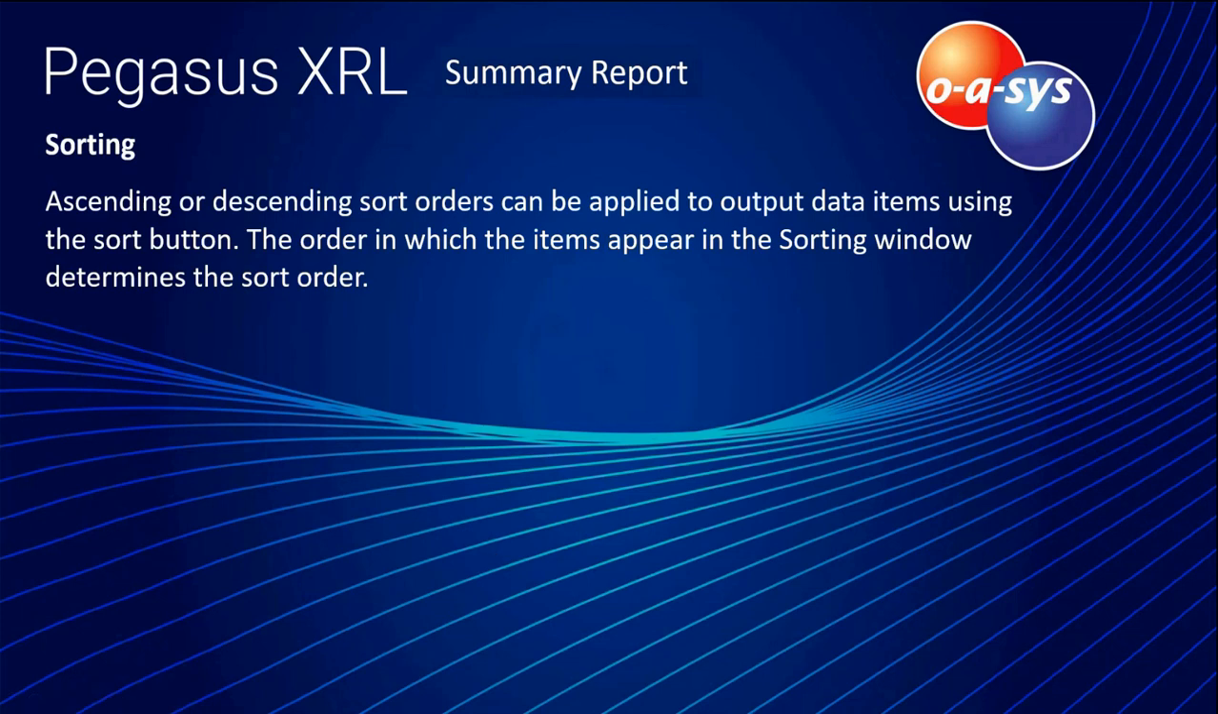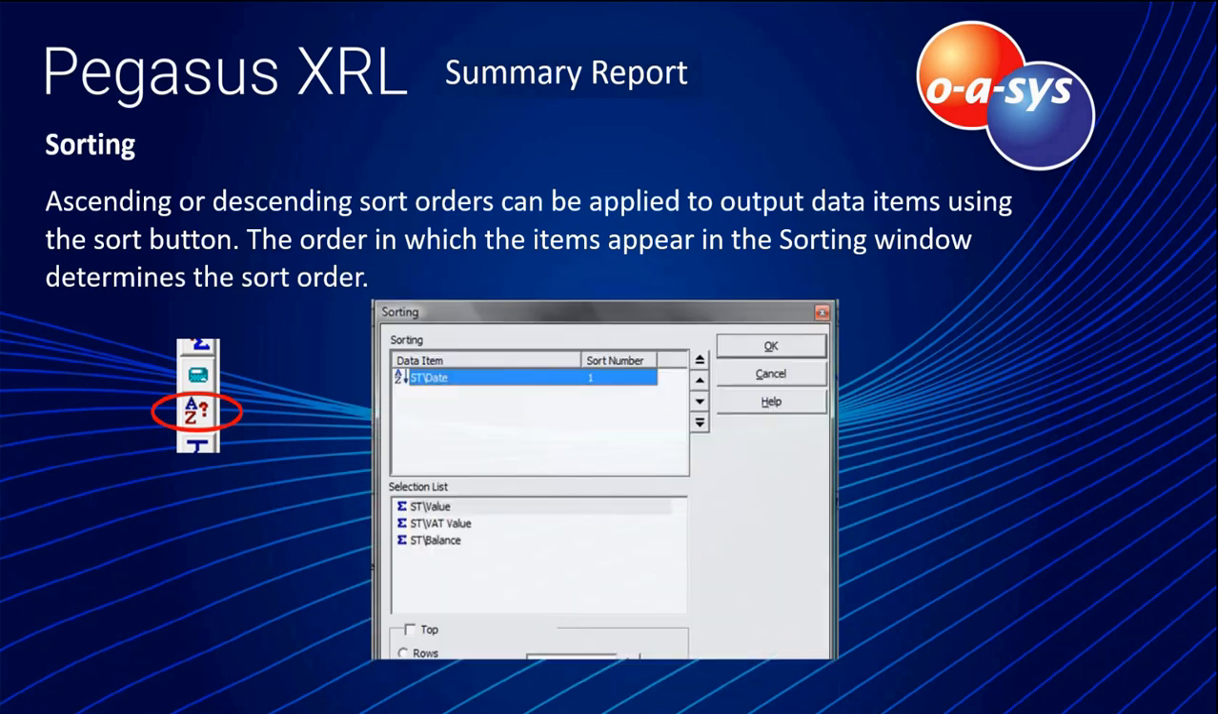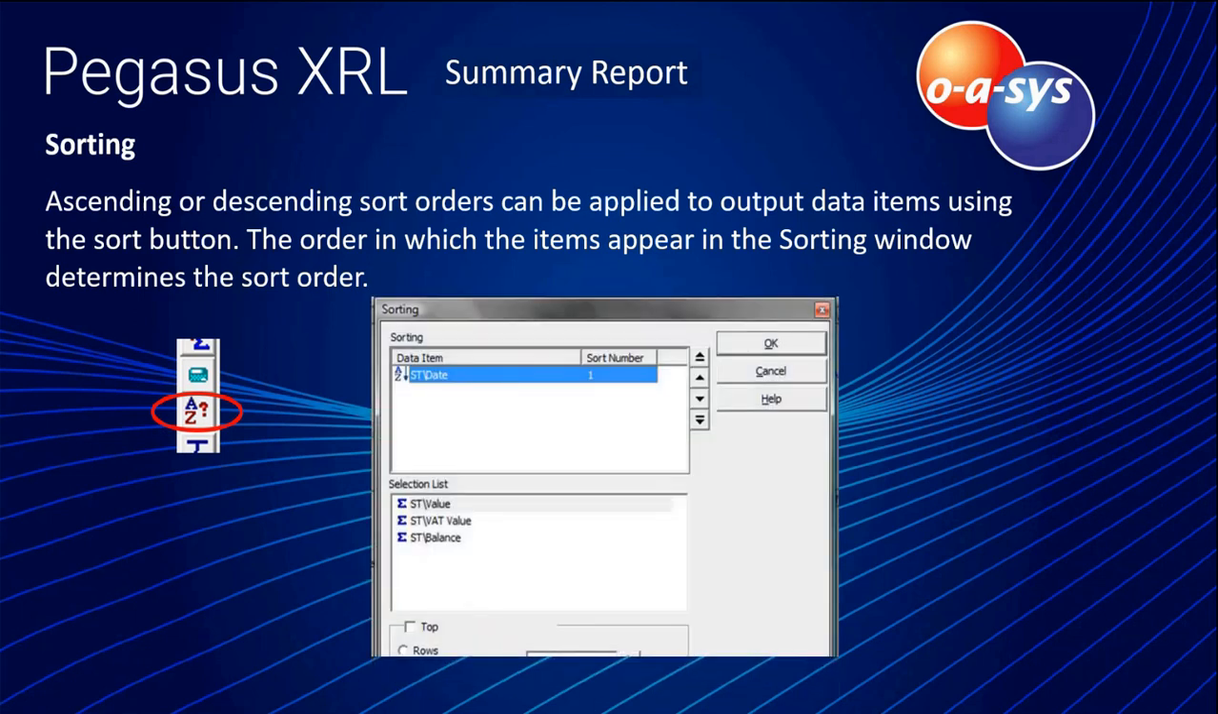Ascending or descending sort orders can be applied to output data items using the sort button. You access the sort button in the report design as we've seen earlier on. I'll show you again when we get there. And then you get to select one of the fields or some of the fields you want to sort on.